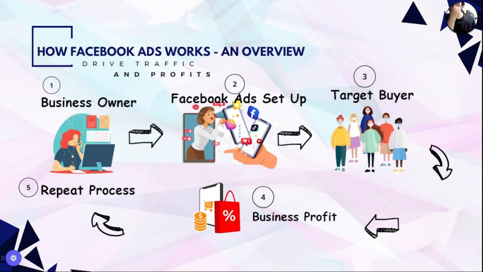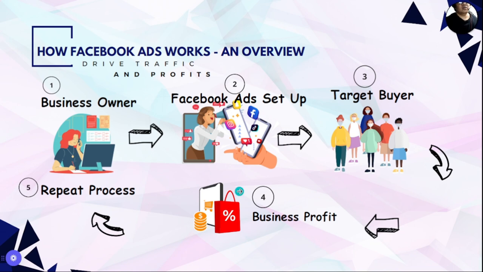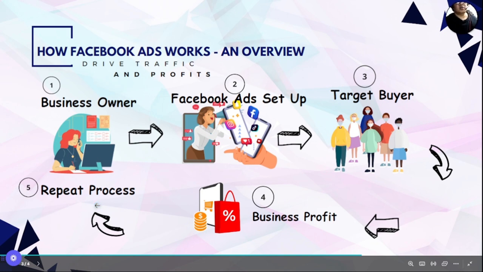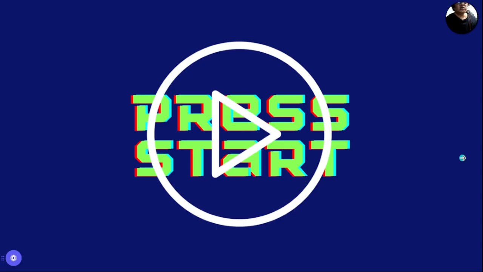Here's the quick overview of how Facebook ads work. Here is the business owner, looking for a way to promote your product or services. Then you proceed to your Facebook Ads Manager and set up. You will find your target buyer inside your Facebook Ads Manager. You set that up also, and then hope for business profit to come in after creating your Facebook ad. And then repeat the process. As simple as that. Later on we're going to discuss more on that. So let's jump in.